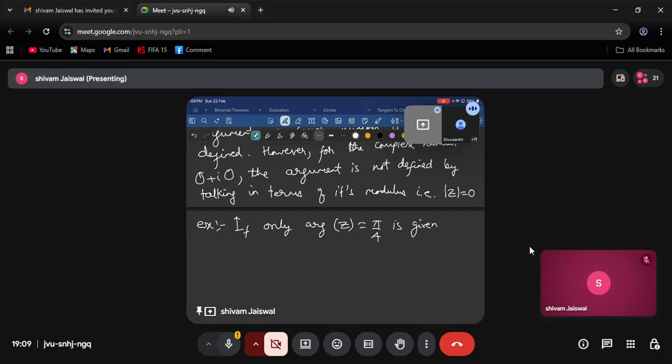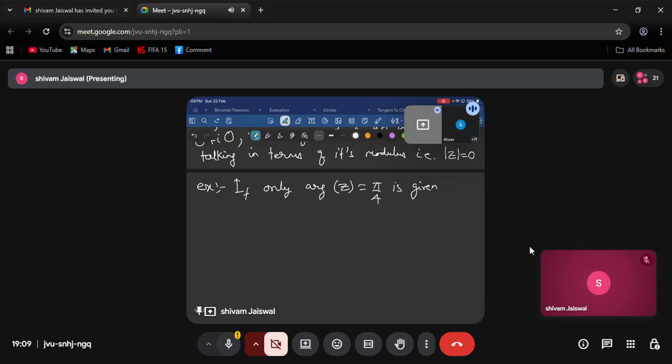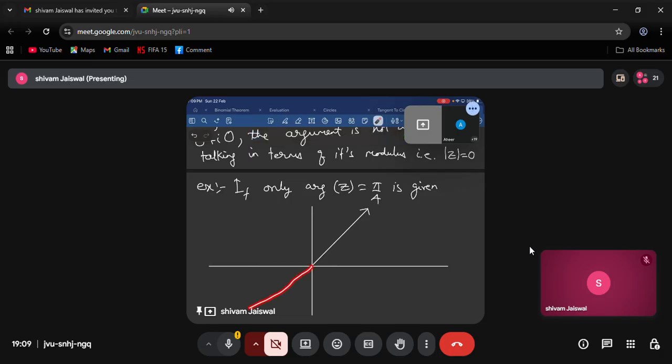That means the complex number is creating an angle of pi by 4 with the positive x-axis. Not actually the slope, the argument is given. So where does the complex number lie? The complex number will lie on this ray. Will we take the opposite side of this ray also? Tell me. Should we take it or not? No, we shouldn't take it.